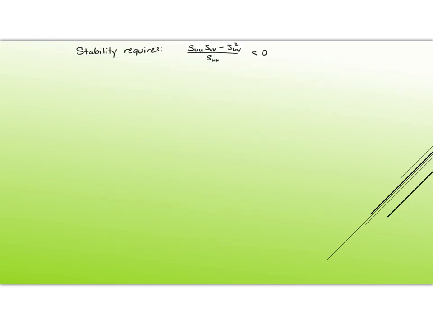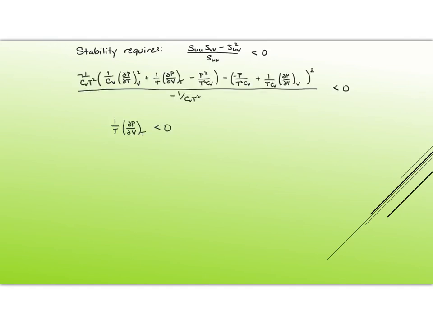Stability requires that we have S_UU S_VV minus S_UV squared over S_UU less than 0. We've now got definitions for all of these second partial derivatives in terms of our T, V variables, and so let's substitute those in and simplify. As you simplify this, you find that the only term that remains is 1 over T dP/dV at constant T. It comes from right in here. And that has to be negative.